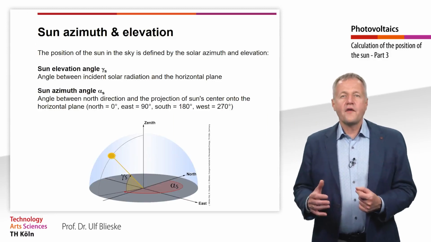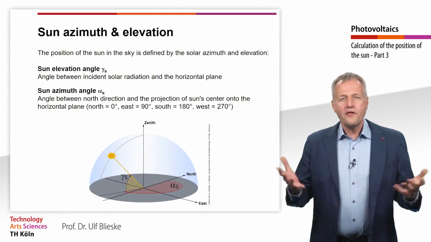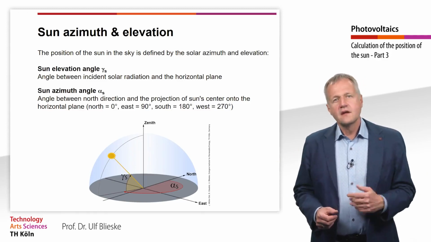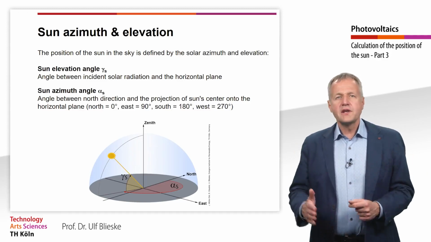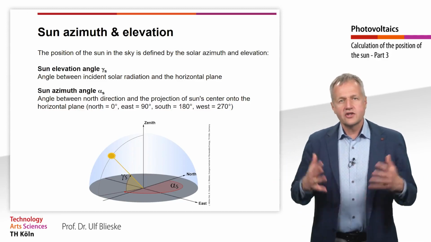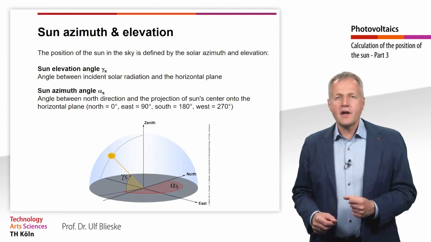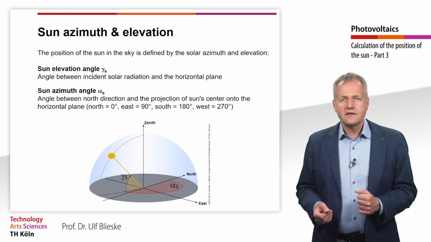The position of the sun in the sky is determined with the help of the sun azimuth angle and the sun elevation angle. The sun elevation angle, gamma s, is the angle between the incident solar radiation and the horizontal plane, as shown by the yellow area in the diagram. The red area in the diagram describes the sun azimuth angle alpha s.